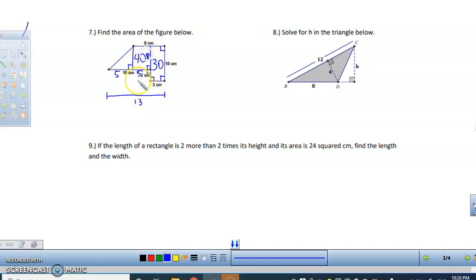So kind of ignore that 8 now. And then this triangle is going to be 1/2 times 5 times 8. So that's going to be 20. So I'm adding up my 3 pieces. So 20 plus 40 is 60 plus the 30. That area should be 90 centimeters squared.